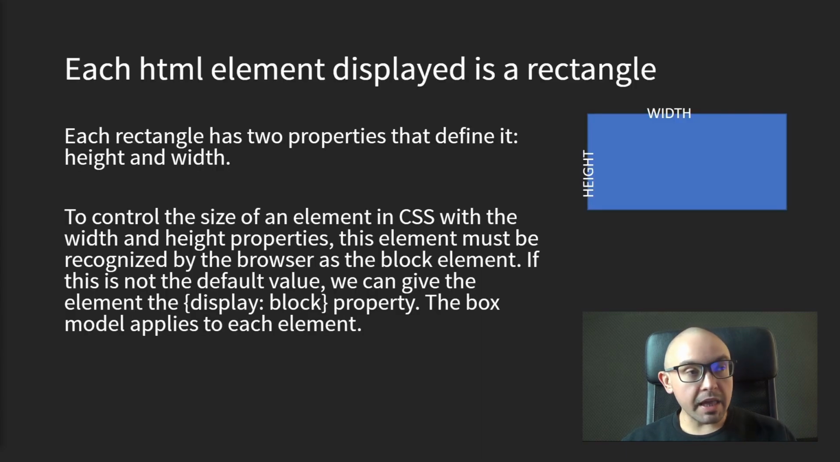Each HTML element displayed on a website is a rectangle. Each rectangle has two properties that define it, the height and the width. To control the size of an element in CSS with the width and the height properties, this element must be recognized by the browser as the block element. If this is not the default value, we can give the element the display block property.